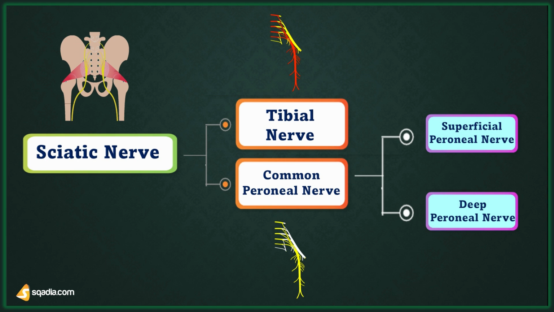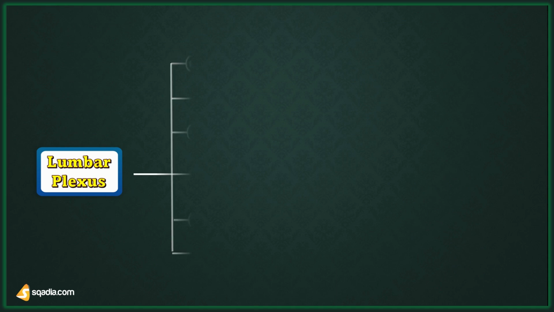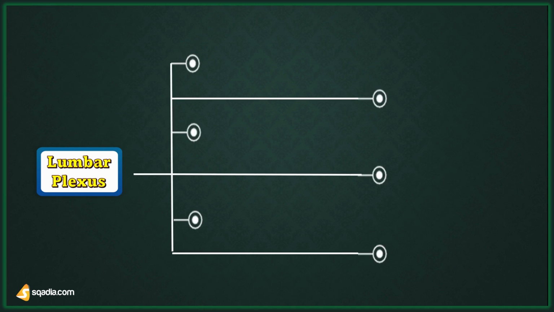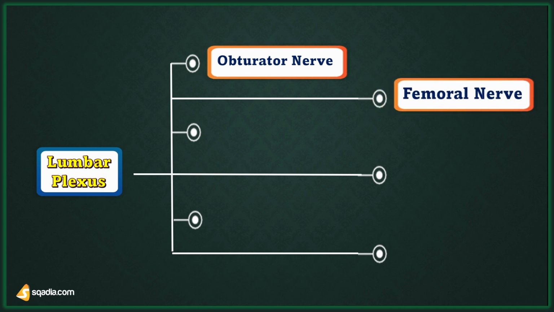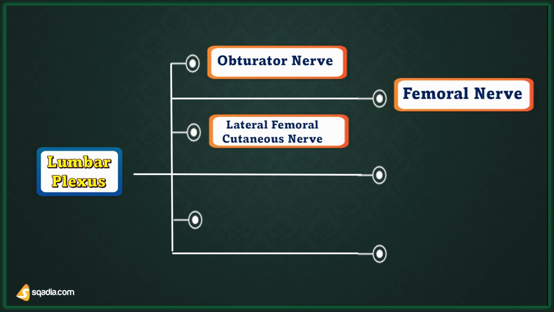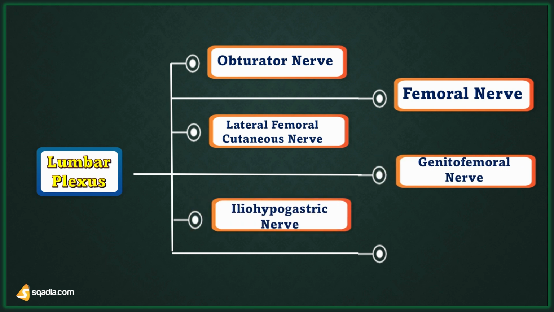The sciatic nerve, a major, in fact the largest nerve of the lower limb, gives off branches that innervate different areas of lower limb. Remember, nerves to the lower limb are all branches of two important plexuses, called the lumbar plexus and sacral plexus. The nerves that originate from the lumbar plexus are 6 in number. These are obturator nerve, femoral nerve, lateral femoral cutaneous nerve, genitofemoral nerve, iliohypogastric nerve, ilioinguinal nerve.